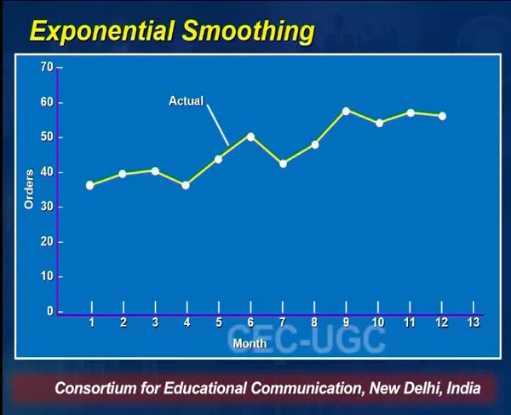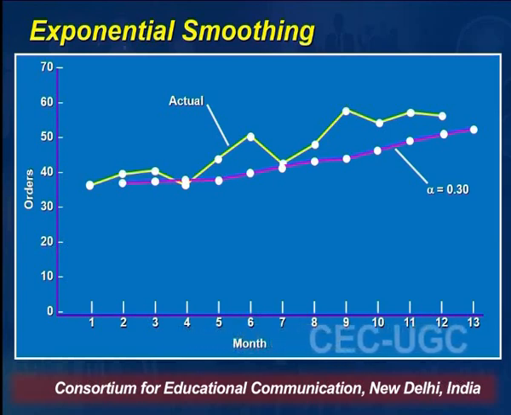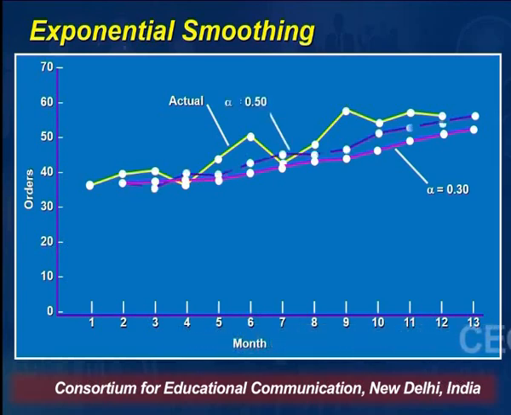So exponential smoothing, if we see the curves, this is the actual demand, and if we are using alpha, that is the smoothing constant, at 0.30, then it is smoothing it out. If we take 0.5, it is further giving more actual. So this is smoothing it out, but the curve is above the curve of 0.30 alpha. So 0.50 alpha is above 0.30 alpha curve.